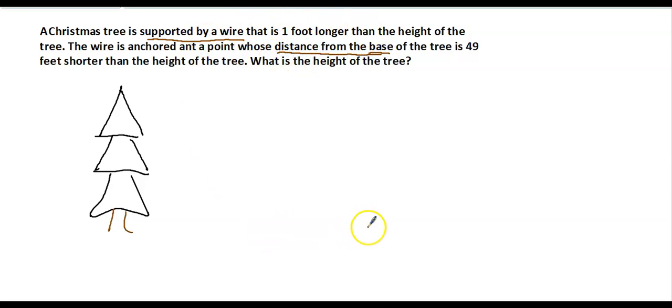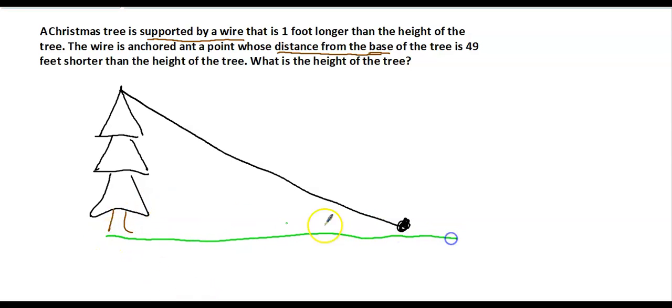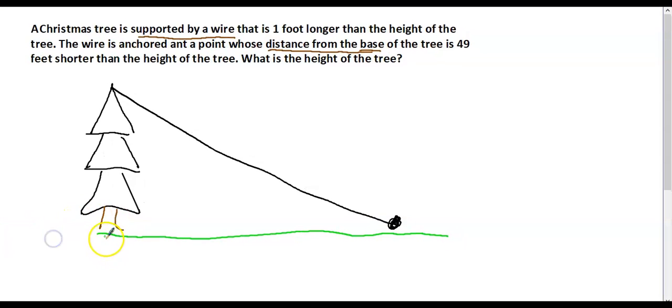So here's my wire anchored in the ground, is connected directly at the very top of the tree. That is because they're talking about the height of the tree. So that's an assumption for us right there. So now it's a distance from the ground. I'm just going to draw the ground here. And we now have some information.